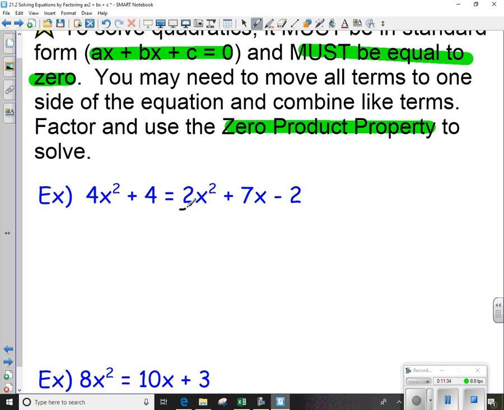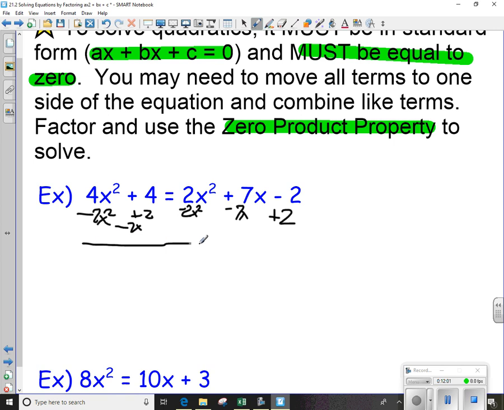So here, this is a positive 2x squared. So I want to move this over here with the 4x squared, so I'm going to subtract the 2x squared, which means then I want this side to be equal to 0, so I'm going to subtract the 7x, and I'm going to add 2. So I'm going to add 2 here. Now there's not a place to subtract the 7x, so I'm going to just carry it over.